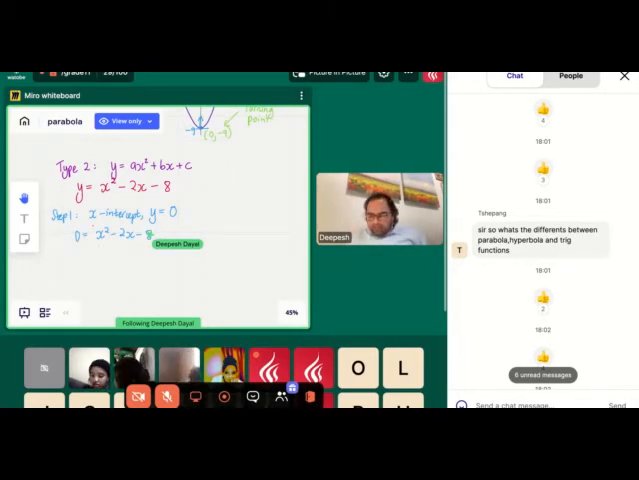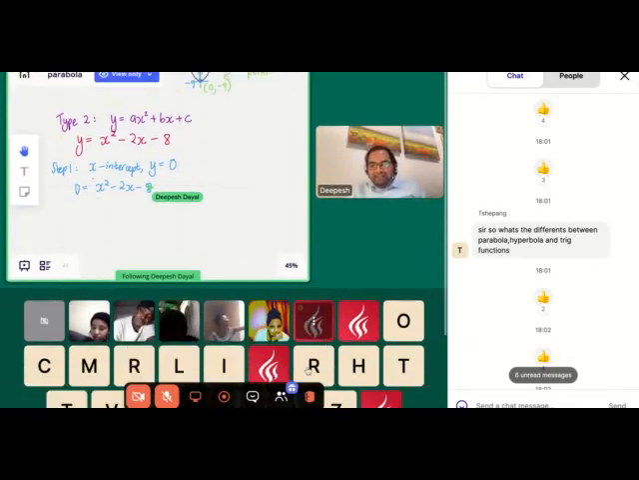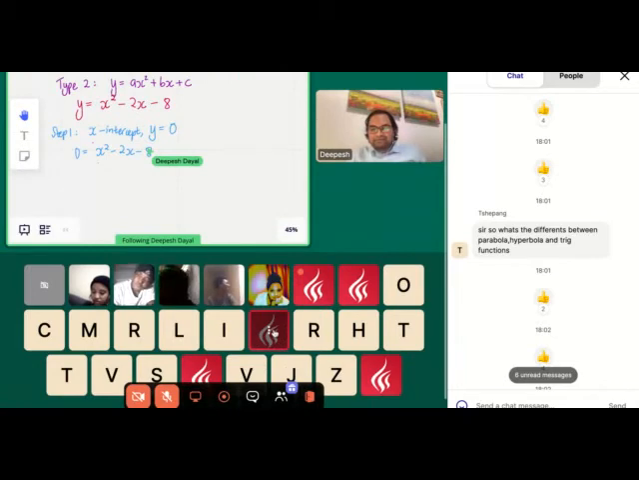Okay. Anybody want to try and factorize this? You're welcome to type your answer in the chat. Factorize x squared minus 2x minus 8 into two brackets. What would those two brackets be? You can see a lot of you are trying to work that out. Once you have an answer, you can type it in the chat.